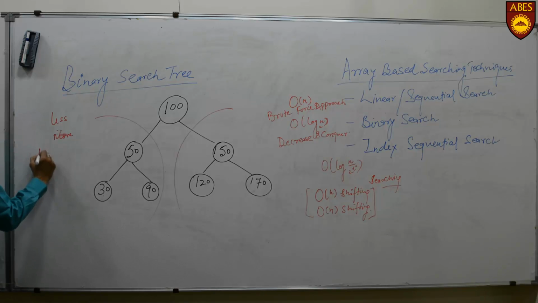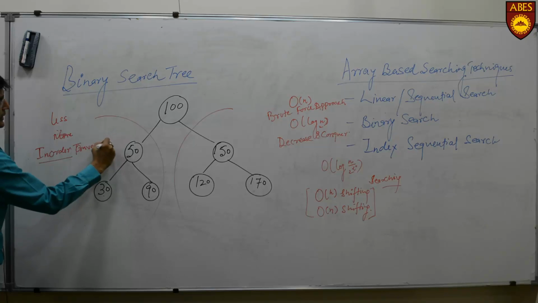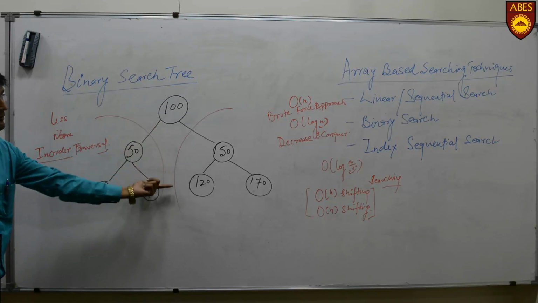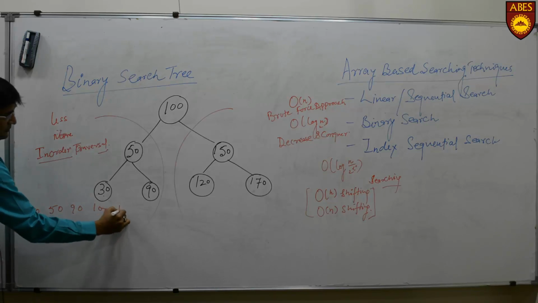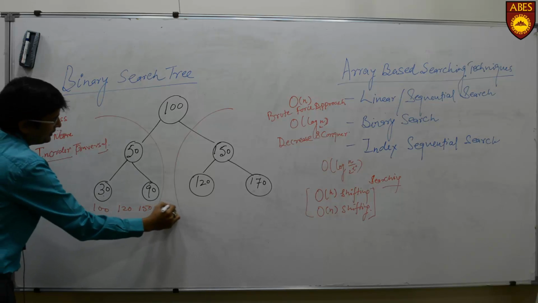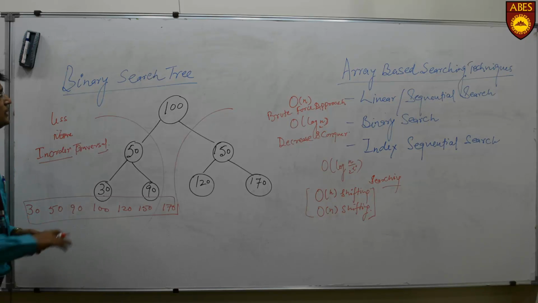We can perform the in-order traversal, and the in-order traversal of this tree will give us the numbers in ascending sequence. That means if we perform the in-order traversal on this tree, it will result in 30, 50, 90, 100, 120, 150 and 170. So after constructing the binary search tree, we can apply a simple check by carrying out the in-order traversal, and it will result in the ascending sequence of the numbers.